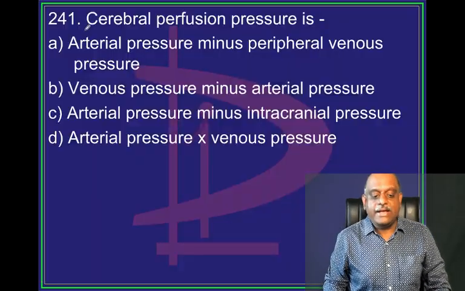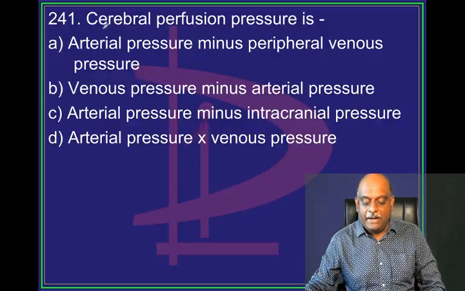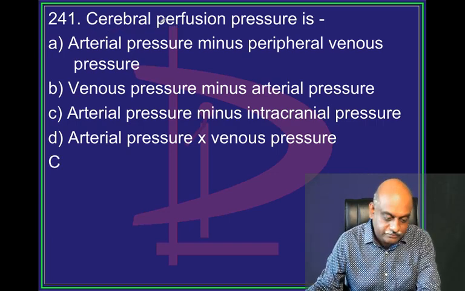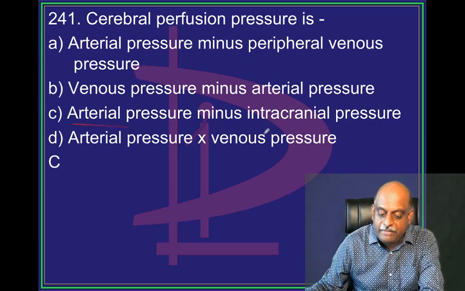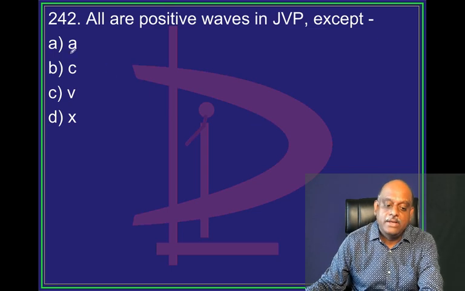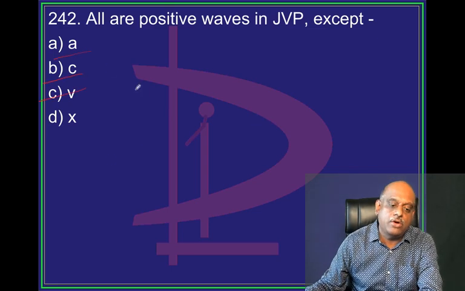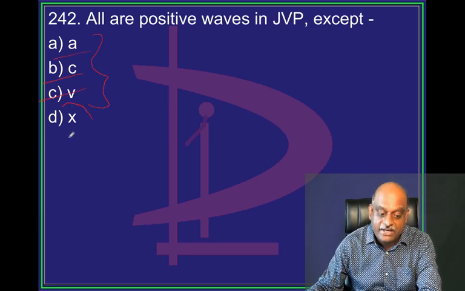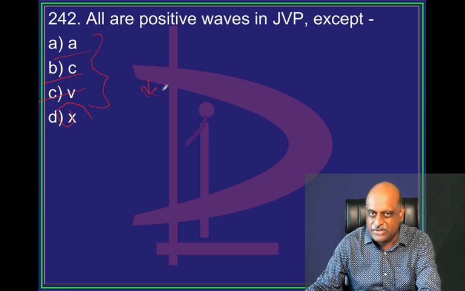That's called Windkessel effect. So what is cerebral perfusion pressure, doctor? Arterial pressure minus intracranial pressure. A wave, C wave, V wave, they're all positive waves. X is descent. Simplest question actually.